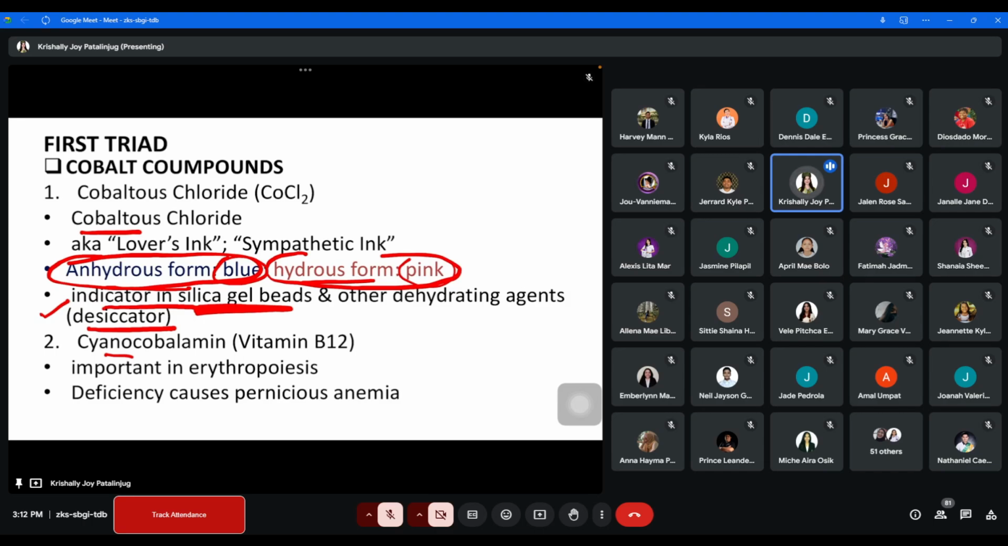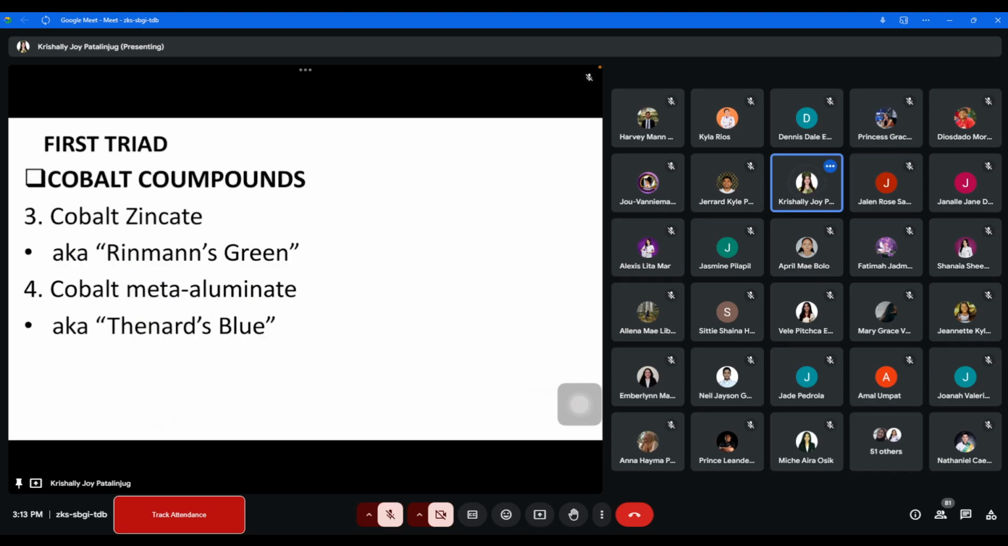Ito, nasabi na to, the vitamin B12, important in the production. This is a process no, ng production of red blood cell. Saan ba yung production ng red blood cell? Diba sa bone marrow. Okay, so deficiency, yun na nga, pag may malabsorption ng vitamin B12, then it causes pernicious anemia. And these two are used as pigment dye. Okay.